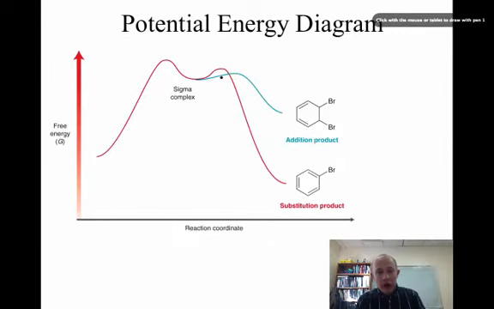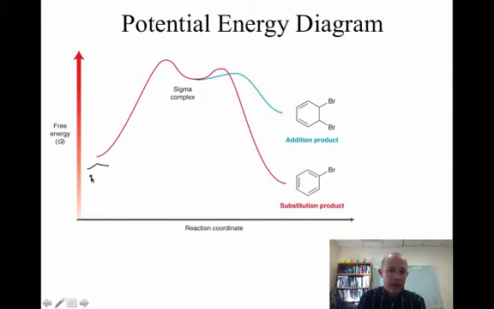Okay, so if we draw a potential energy diagram, right, we start with benzene, which is very stable, it's aromatic, right? We get to our sigma complex, which I drew on the other slide. It's not aromatic, right, so it's not very stable, or it's not as stable as benzene, right? If we did an addition reaction, we would be going uphill in energy, right, because we lost aromaticity. So instead we remove the hydrogen, we drop down, and actually we get something that's more stable than what we started with because the carbon-hydrogen bond is weaker than the carbon-bromine bond. So from a thermodynamic perspective, it's an exothermic reaction or a favorable reaction.